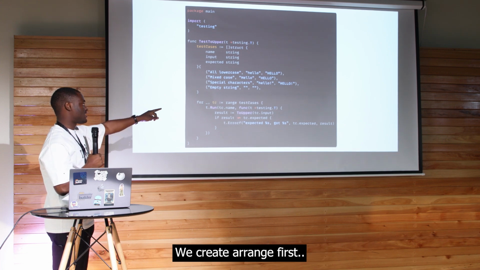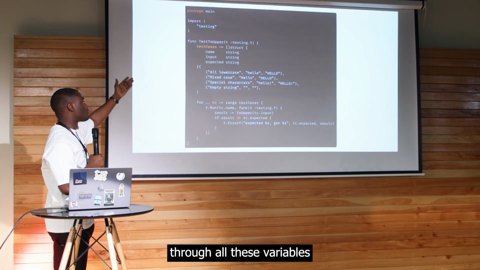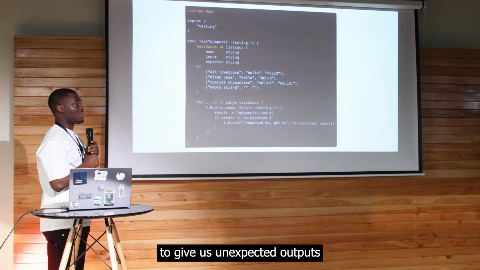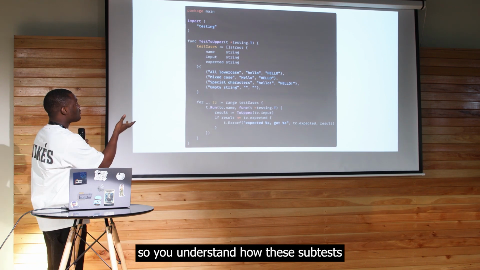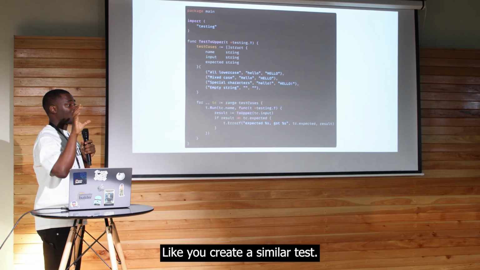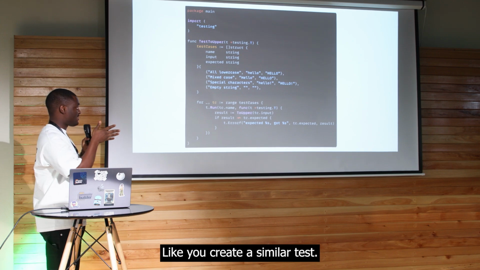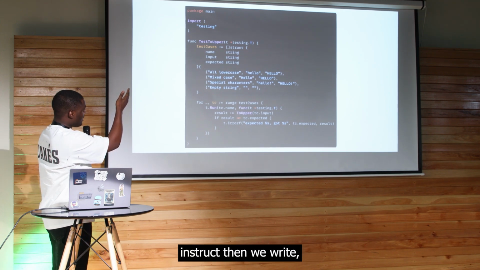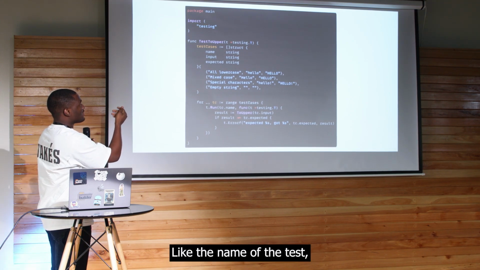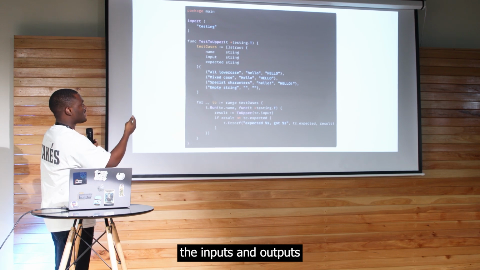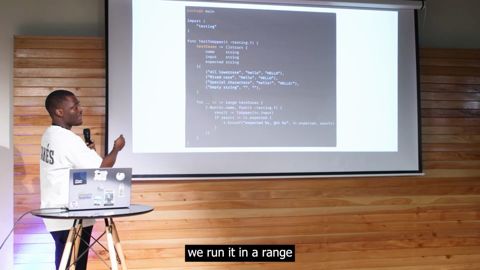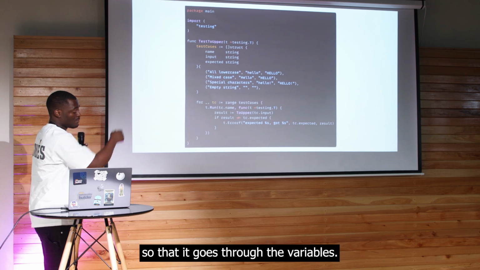We create a range first. Then we use t.run to run through all these variables to give us an expected output. So you understand how these subtests work now, right? Like, we create a similar test. We create a struct. Then we write the name of the test, the input, and the output. Then we run it in a range so that it goes through the variables.